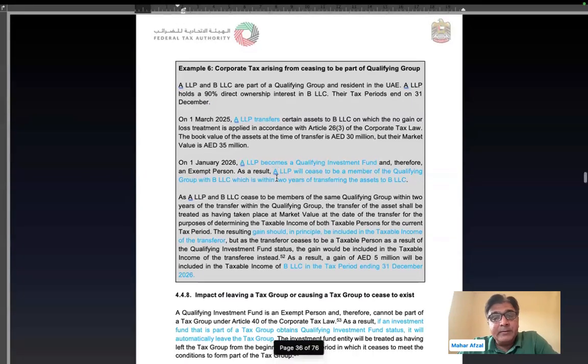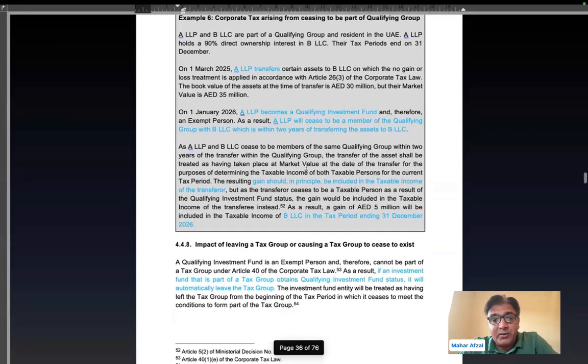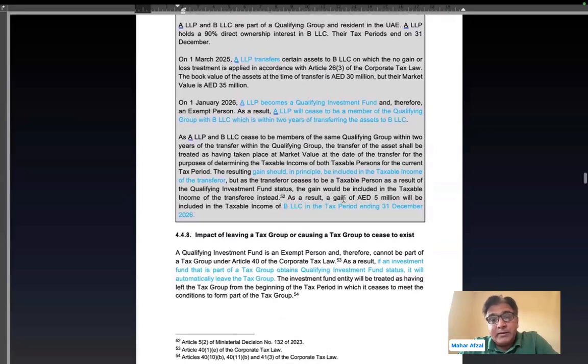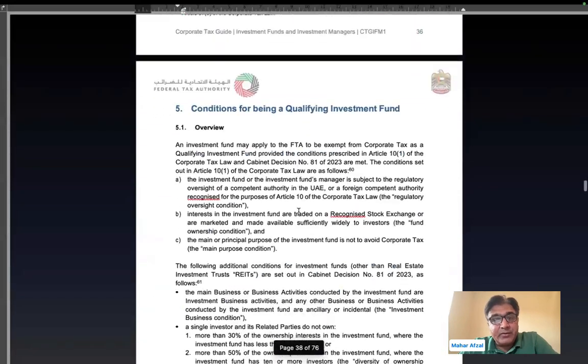So they have put it here. A and B were part of the qualifying group. A is no longer part of the group, but within the last 2 years they made a transaction. Now ALLP is exempt. It means ALLP will not be paying any tax on the gain. So on behalf of A, BLLC will be liable to pay tax on this extra 5 million because of the initial transaction at book value. They have given it here as well. Then as a result, the gain of 5 million will be included in the taxable income of BLLC in the tax period. So this is the clawback that we discussed.